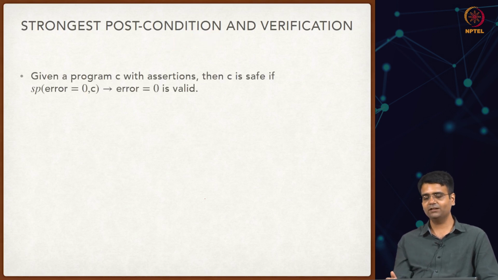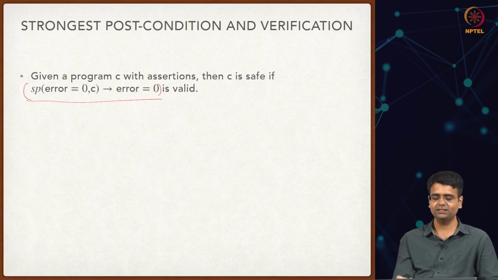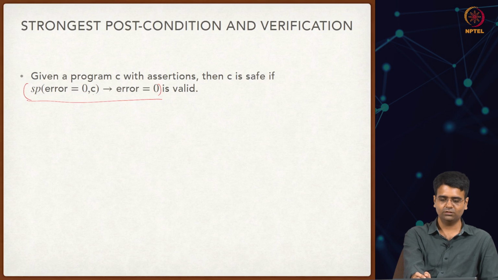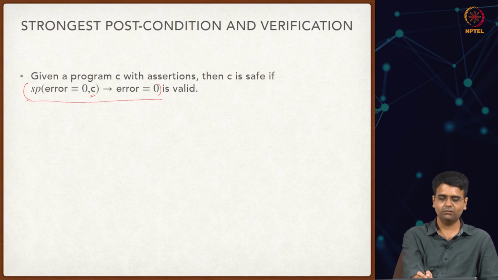So first is the error condition. Given a program C with assertions, I say that the program C is safe, which means that the program C has no error violation, no assertion violation, if this particular formula is valid. So what is this formula saying? It says that the strongest post condition of error equal to 0 and the program C should imply error equal to 0. I know how to calculate SP of error equal to 0 comma C.